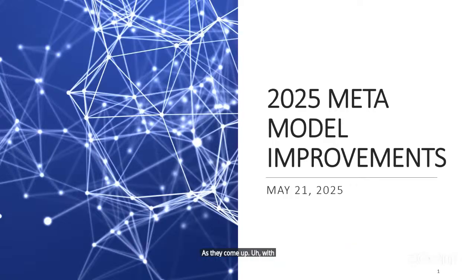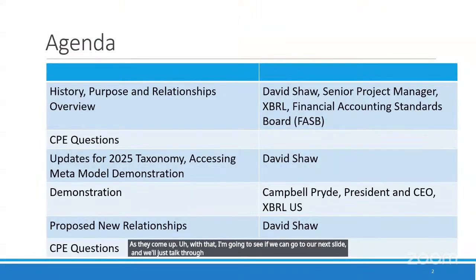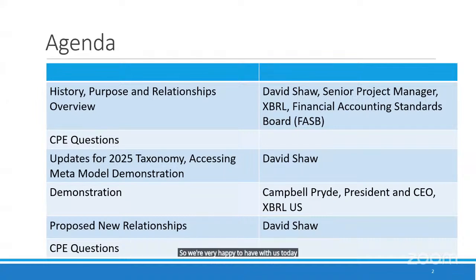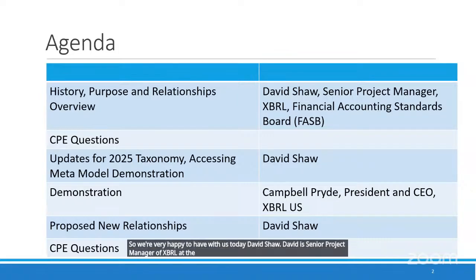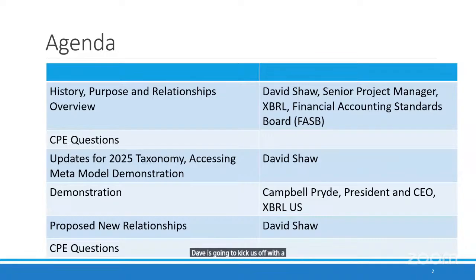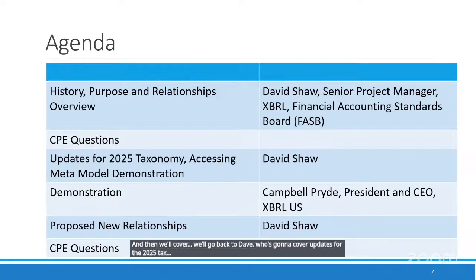With that, I'm going to see if we can go to our next slide, and we'll just talk through our agenda items. So we're very happy to have with us today David Shaw. David is Senior Project Manager of XBRL at the Financial Accounting Standards Board. Dave is going to kick us off with a history, purpose, and relationships overview. We're then going to take a couple of CPE questions, and then we'll go back to Dave, who's going to cover updates for the 2025 taxonomy, accessing the meta model demonstration.